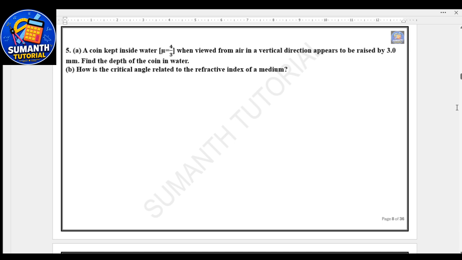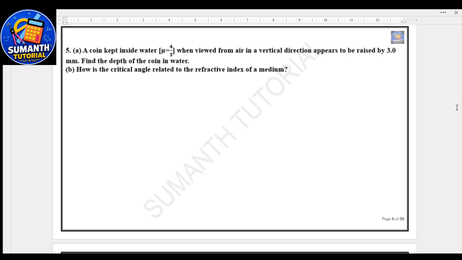See here, a coin is kept inside water of refractive index 4/3. When viewed from air in a vertical direction, it appears to be raised by 3 mm. Find the depth of the coin in water.